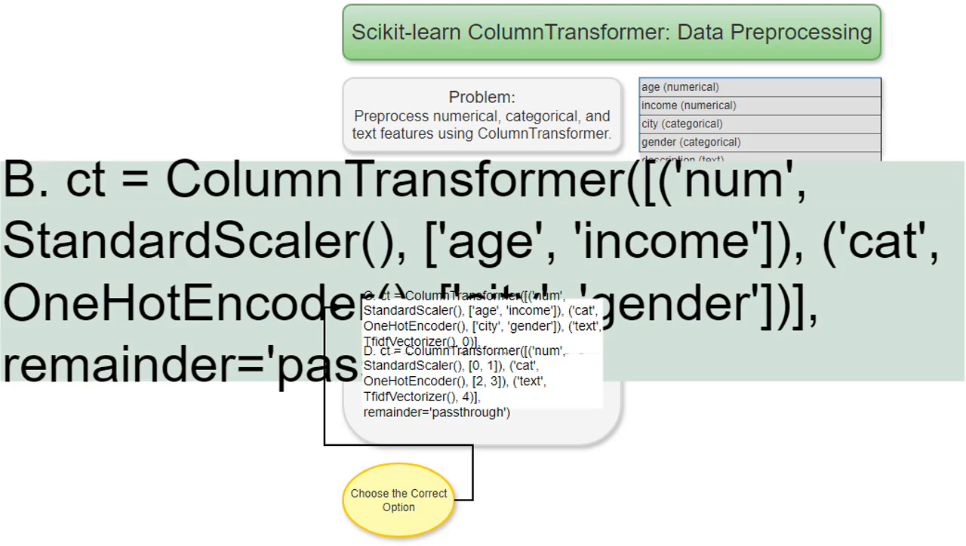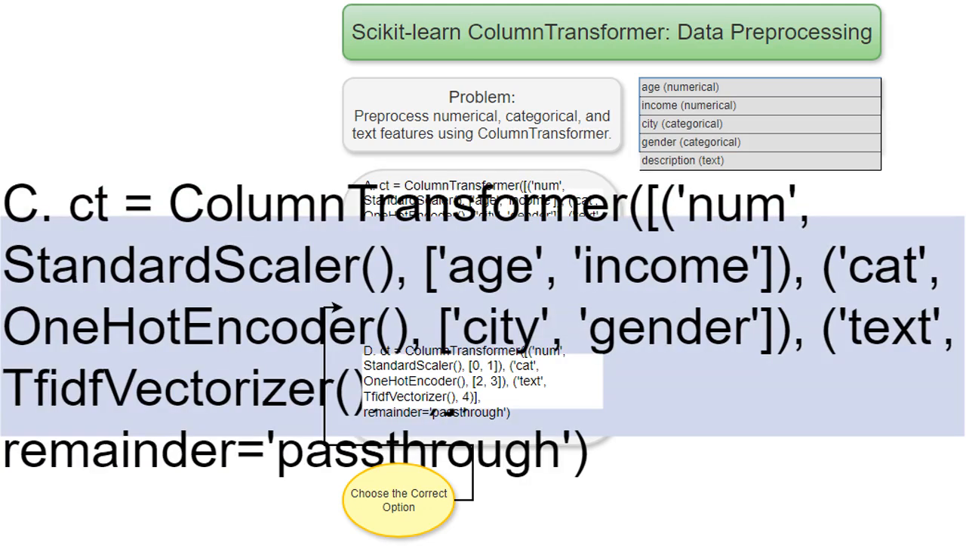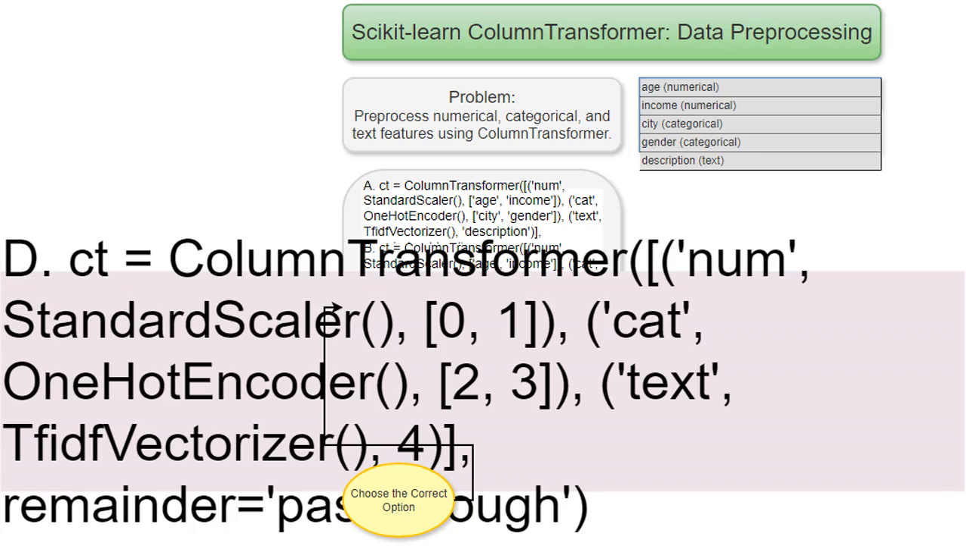Option B is missing the text processing step. It doesn't handle the DESCRIPTION column. Option C uses the column index 0 for the text data. This is risky because if the order of columns changes, the code will break. It's much better to use column names instead of indices. Option D uses column indices, 0, 1, 2, 3, 4. This is also fragile because if the columns move around, the code will likely fail. Using column names is safer and easier to understand.